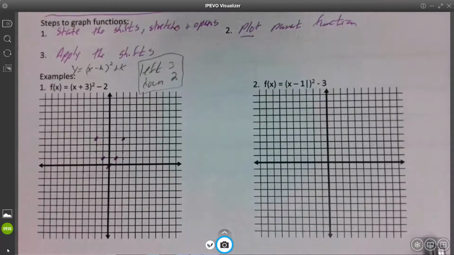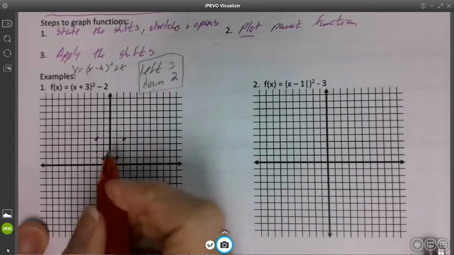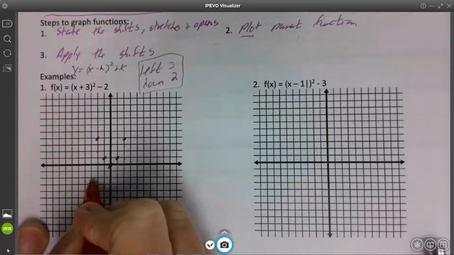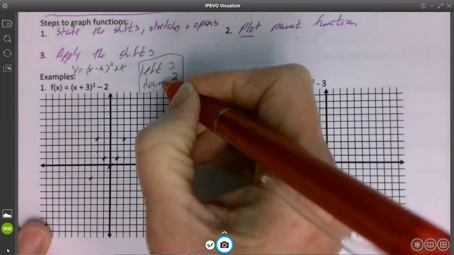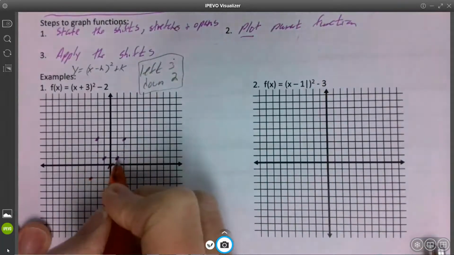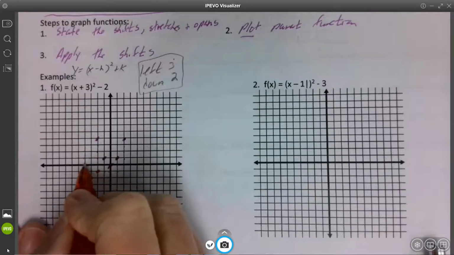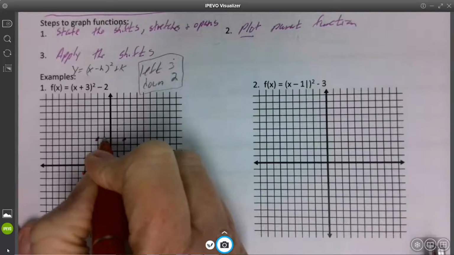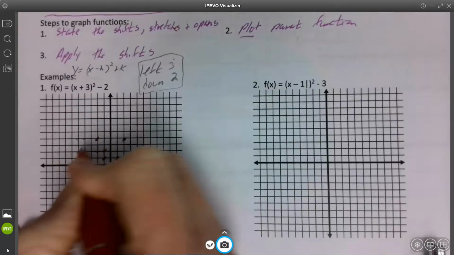What we're going to do is take each one of these points and shift it what it says here. So my vertex goes left 3, 1, 2, 3, and down 2. Every point shifts left 3, and it doesn't matter if you go down 2 and then left 3. Just do these two. Every point gets shifted: left 1, 2, 3, down 1, 2.